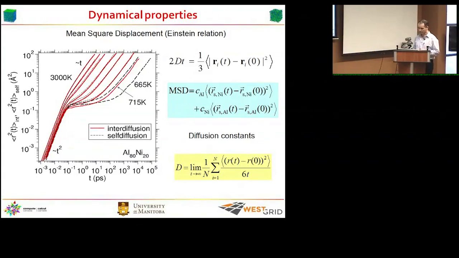This effect is known as the cage effect. What happens is that the particle cannot move. It spends more time in the cage formed by the surrounding atoms. After some time, it can escape and diffuses through the system. And the diffusion constant is determined from the linear regime using this formula.